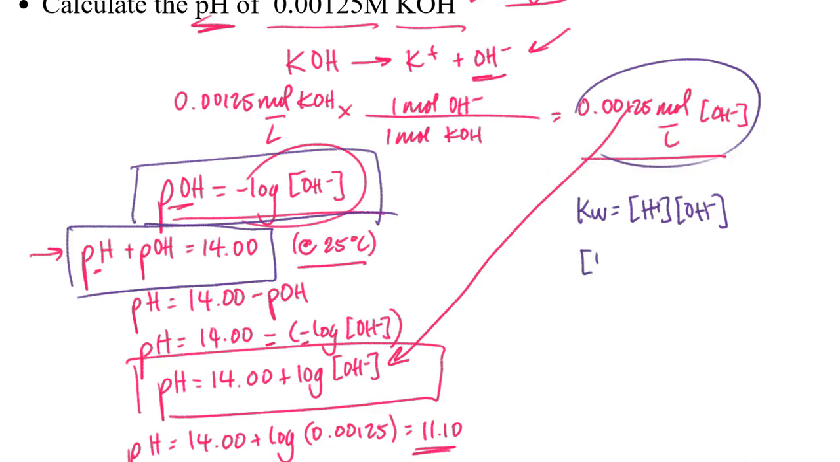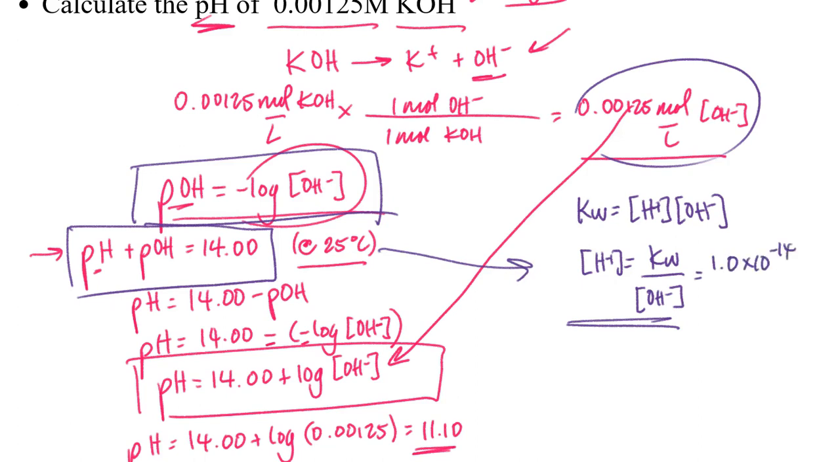I could solve for the hydrogen ion concentration using this equation instead, where, again, if I'm at 25 degrees Celsius, Kw would be 1.0 times 10 to the negative 14th, and you would divide this by 0.00125 molar hydroxide ion. If I do that math, then my hydrogen ion concentration becomes 8.0 times 10 to the negative 12th molar.